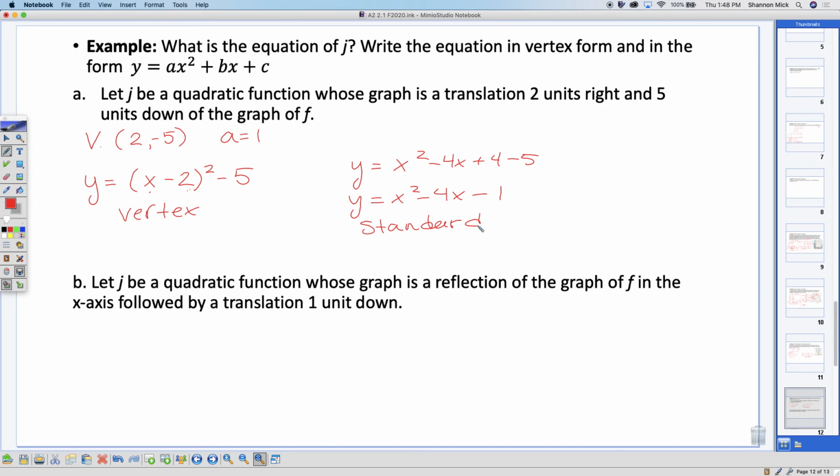And the translation is 1 unit down. So it opens down, we know that, right? So A is going to be -1. And what's my vertex? 0, -1. Now put it in your vertex form.